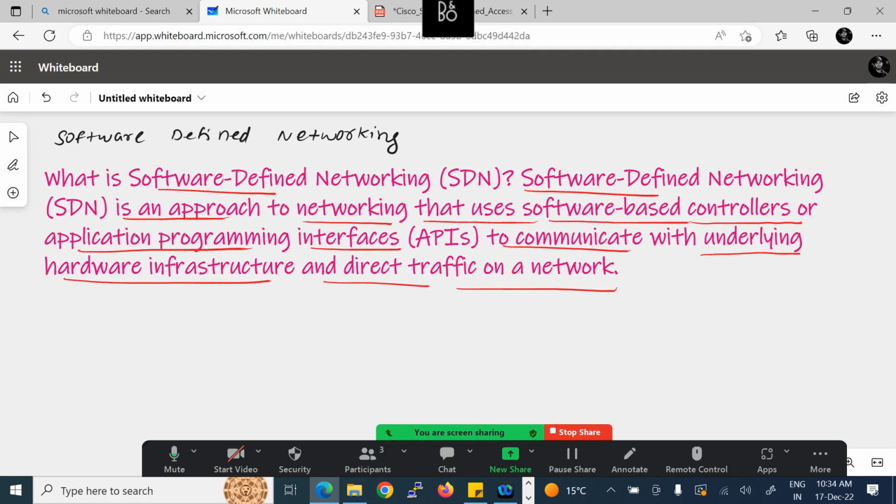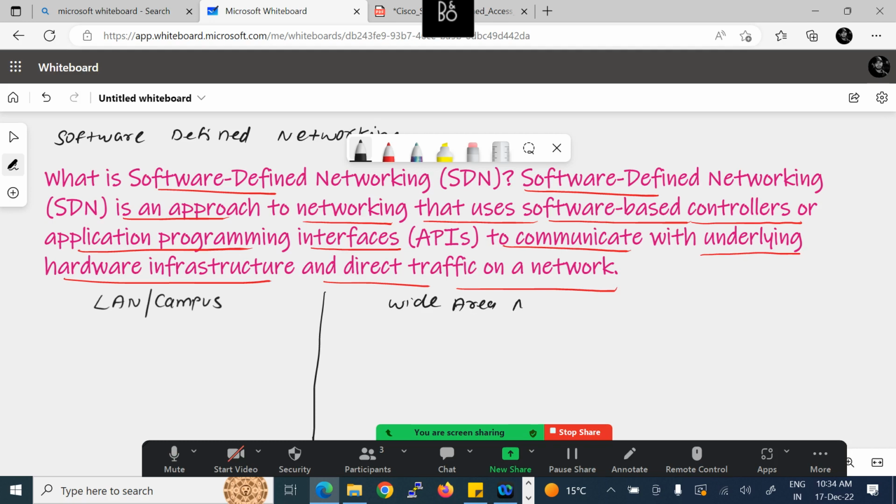So basically, in software defined networking, we are using software based controllers. And I'll talk about network controllers right now. Like I said, we have mainly three types of network. We have the local area network, or you can say campus. We have the wide area network. And we have the data center network.